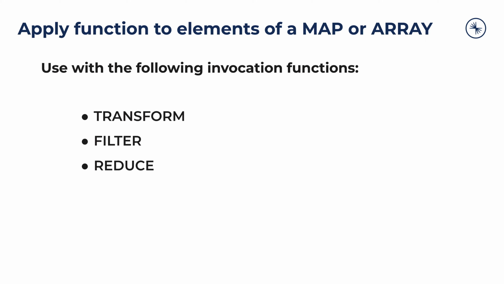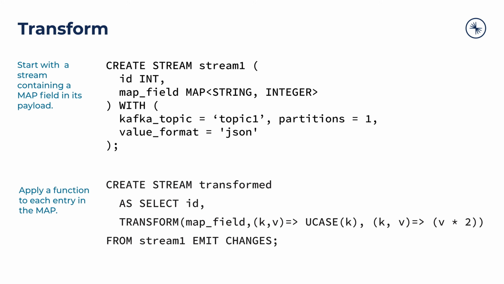We can perform transformations, filters, or reductions on every element in an array or map field in our events. The transform function will change the key and/or value of each element in a map, or the value of each element in an array field, based on the lambda expression given. Note, for a map field, two lambda expressions are required, one for the key and one for the value. If no change is desired for either key or value, the lambda can just return the existing data.